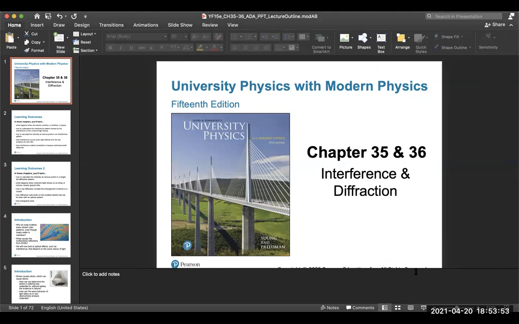Thursday last week, we talked about electromagnetic waves and geometric optics. And we discussed the ray model of light propagation.